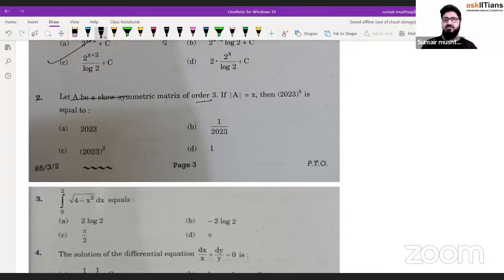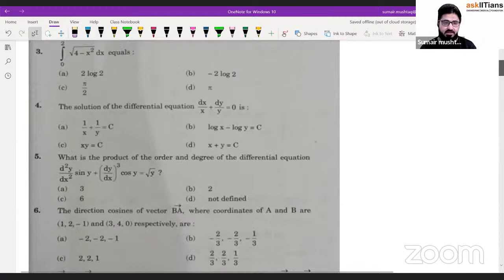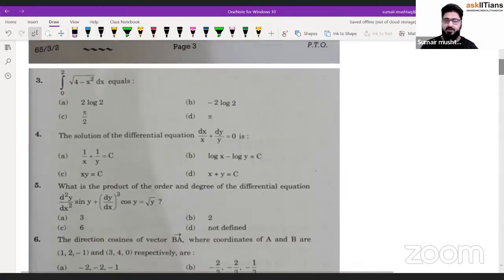Now, if A is a skew symmetric matrix, then mod of A, that is its determinant, is equal to 0. Anything raised to the power 0 is 1. So, option D. Simple. You just see how things are getting easier. Just remember the simple property and you are done.